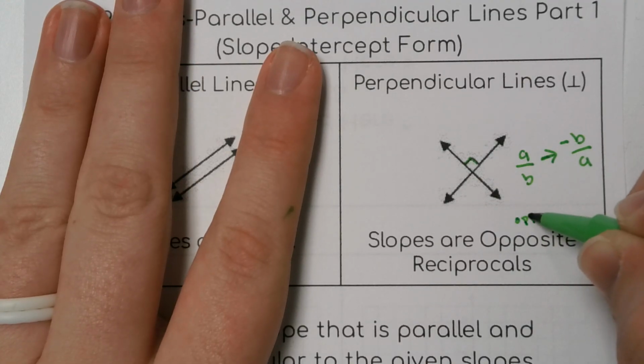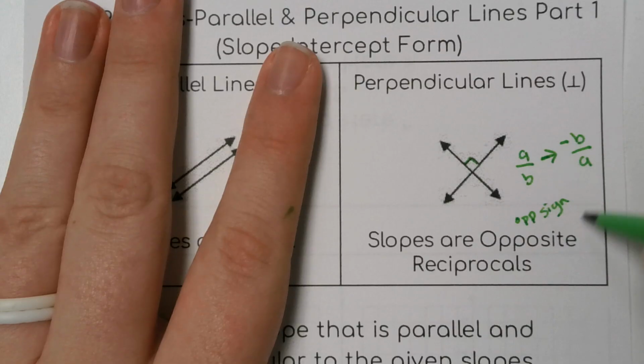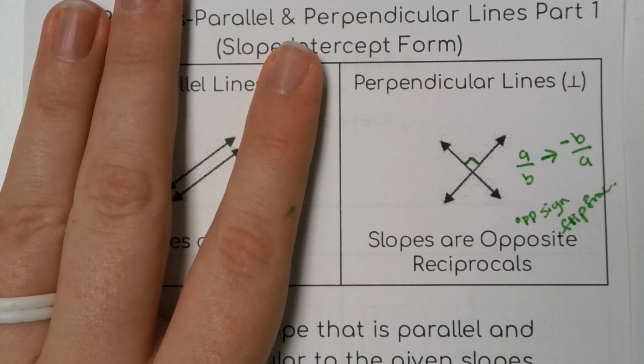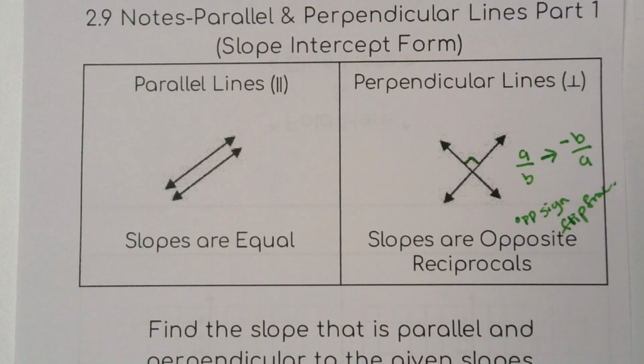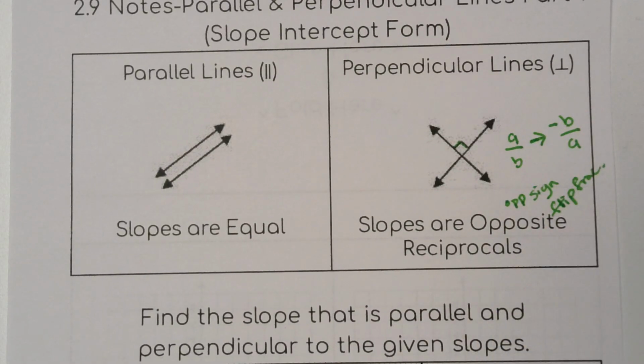So sign, flip, fraction. That way you remember, you change the sign. If it's positive, it becomes negative. If it's negative, it becomes positive. And then you flip top over bottom.